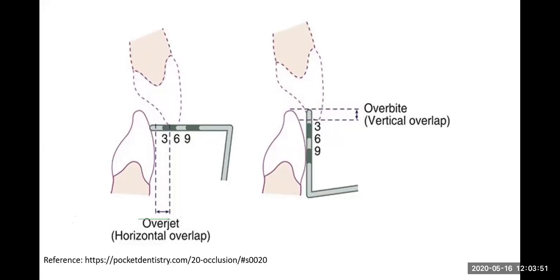So you can see how it is measured there. Overbite is vertical overlap, while overjet is horizontal overlap. You see how they are measured there. So it is very important that you take note of this.